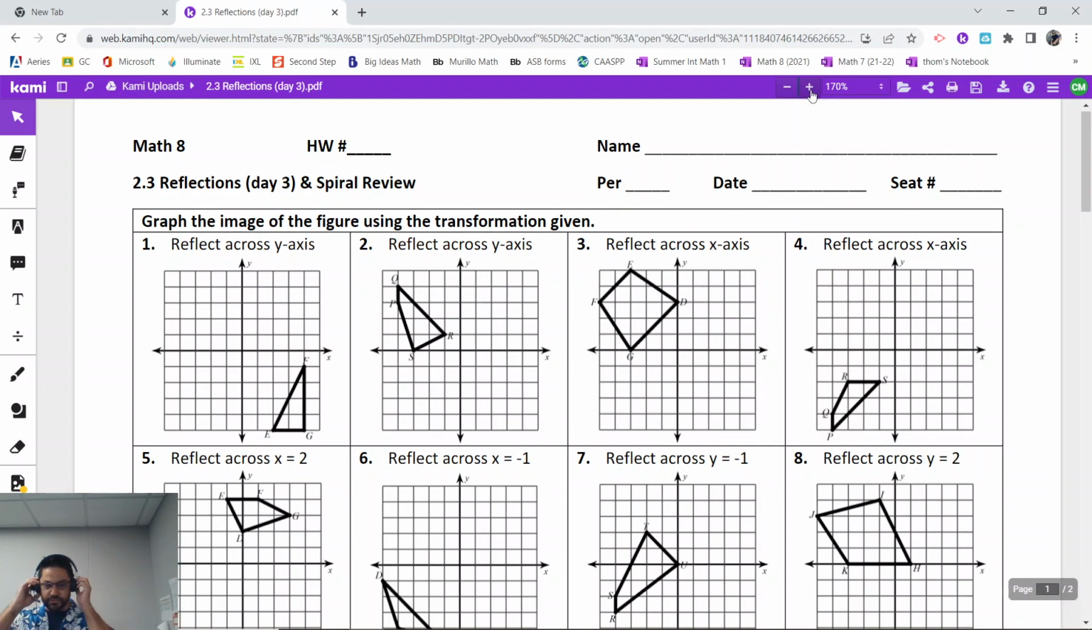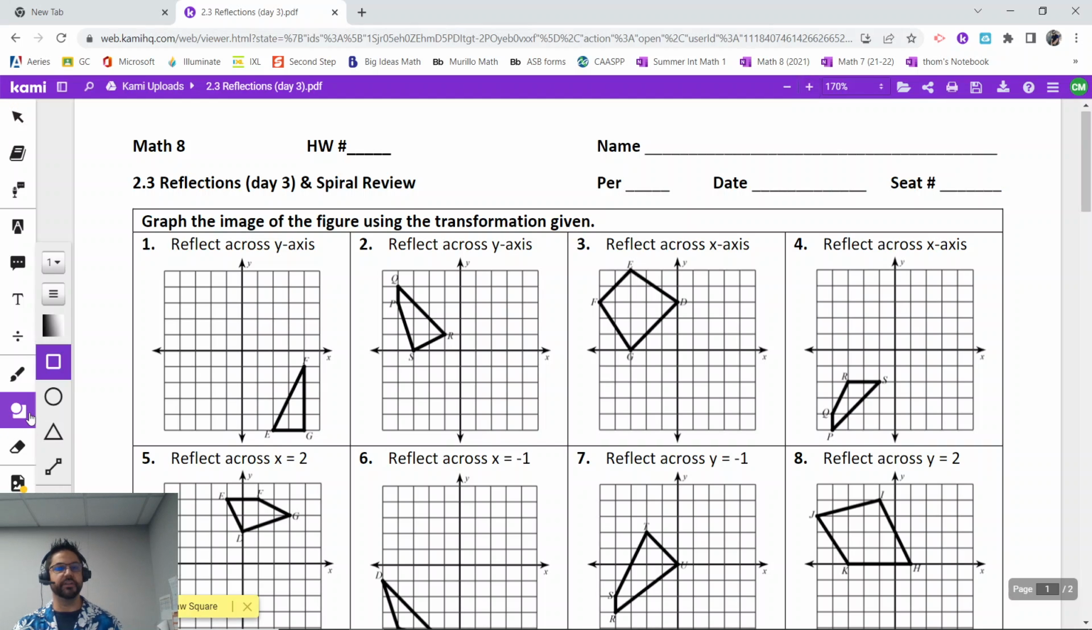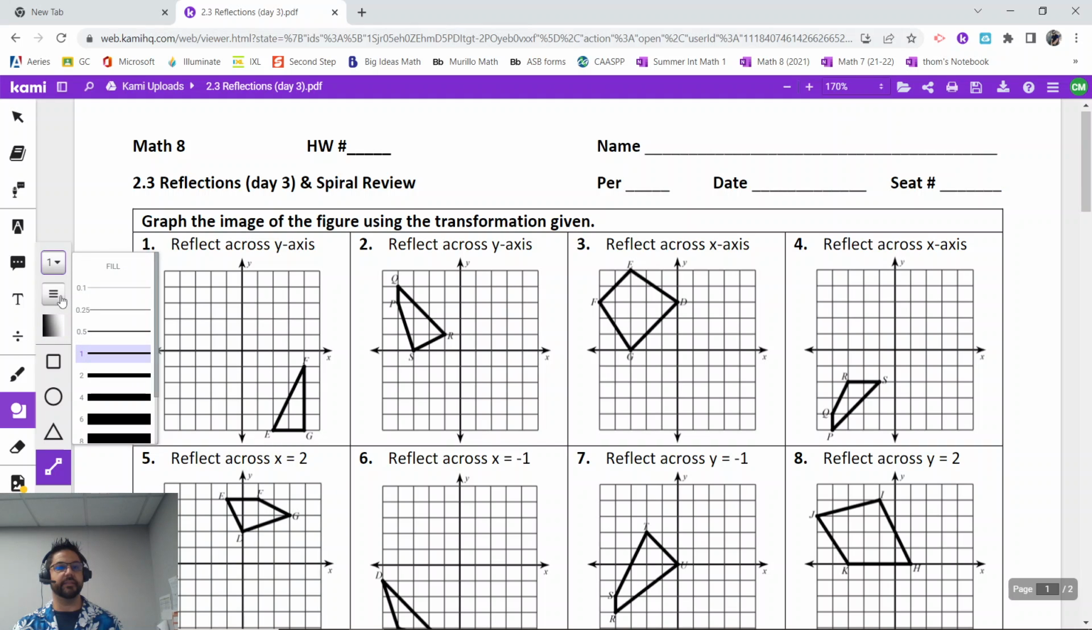Again, the focus is reflections, and we're going to primarily focus on the y equals x and y equals negative x with our discussion. But before we do that, we're just going to quickly talk about the most basic ones that, again, you will see on your quiz and then your test. So go ahead and grab your highlighter. I'm just going to use it as a line with this color a little bit.